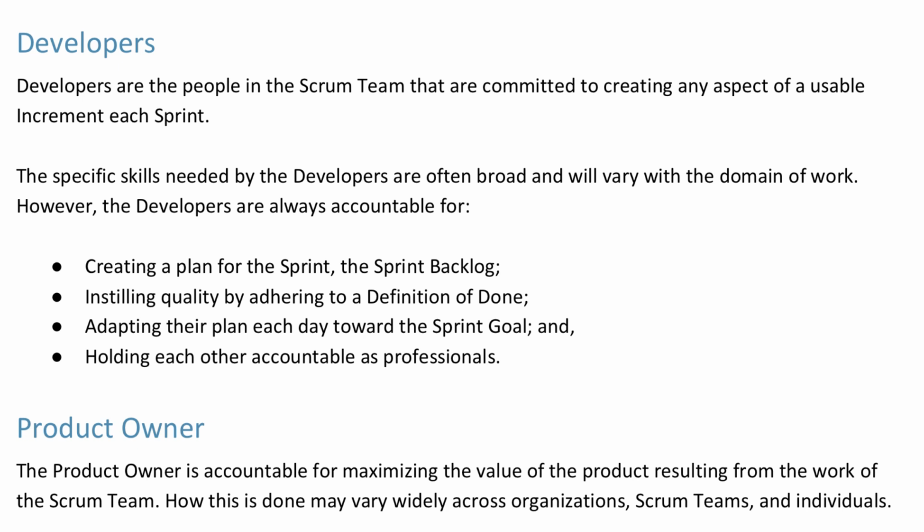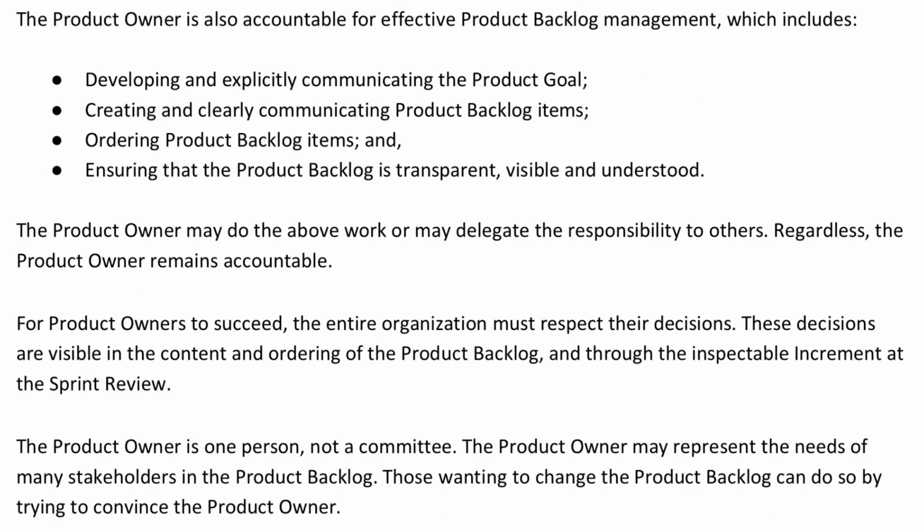Product Owner. The product owner is accountable for maximizing the value of the product resulting from the work of the Scrum team. How this is done may vary widely across organizations, Scrum teams, and individuals. The product owner is also accountable for effective product backlog management, which includes developing and explicitly communicating the product goal, creating and clearly communicating product backlog items, ordering product backlog items, and ensuring that the product backlog is transparent, visible, and understood. The product owner may do the above work or may delegate the responsibility to others. Regardless, the product owner remains accountable.